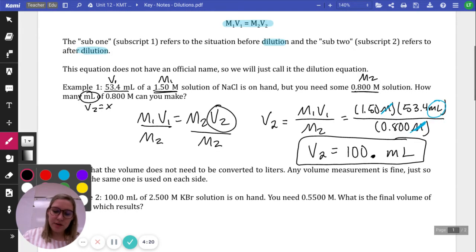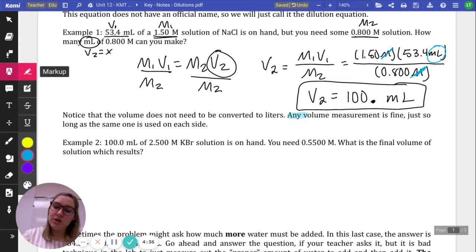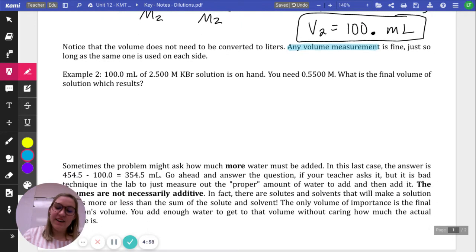Now, this is important. In molarity, whenever we're solving for molarity, our volume has to be in liters. And if we're not in liters, we have to convert to liters. But you'll notice that in our dilution, we don't have to convert to liters. Any volume measurement is absolutely fine, just as long as the same one is used on both sides. So if it's asking for liters and it gives you milliliters, then you would have to convert. But other than that, as long as it's asking for milliliters and you have milliliters, you're good to go. Only when they don't match do you need to convert. So nice and easy. All right, let's do another example.